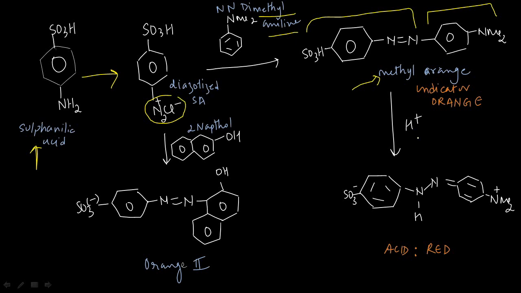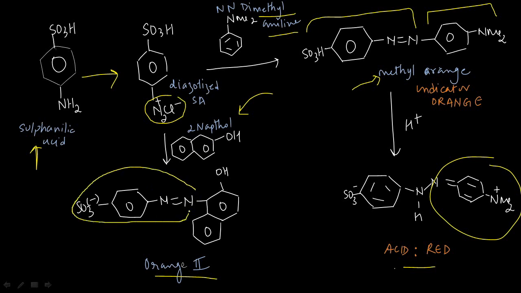Now in acidic medium we have a quinoid form and it is red in color. When you add 2-naphthol to diazotized sulfanilic acid, we get orange II. So this is the second dye. This is the first part, and this is 2-naphthol. The substitution occurs at position number 1 of 2-naphthol. Then we get orange II.